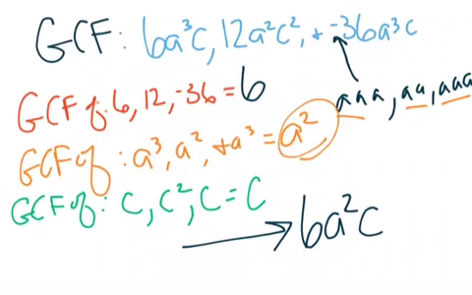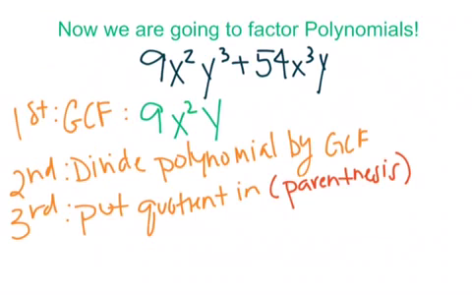Same thing with the C's. All 3 of these only have 1 C in common. Then your final product is when you multiply the coefficient and the variables together. That is how we got the GCF of 6a squared c. I think the only tricky part here for you guys is going to be the GCF of variables with exponents.